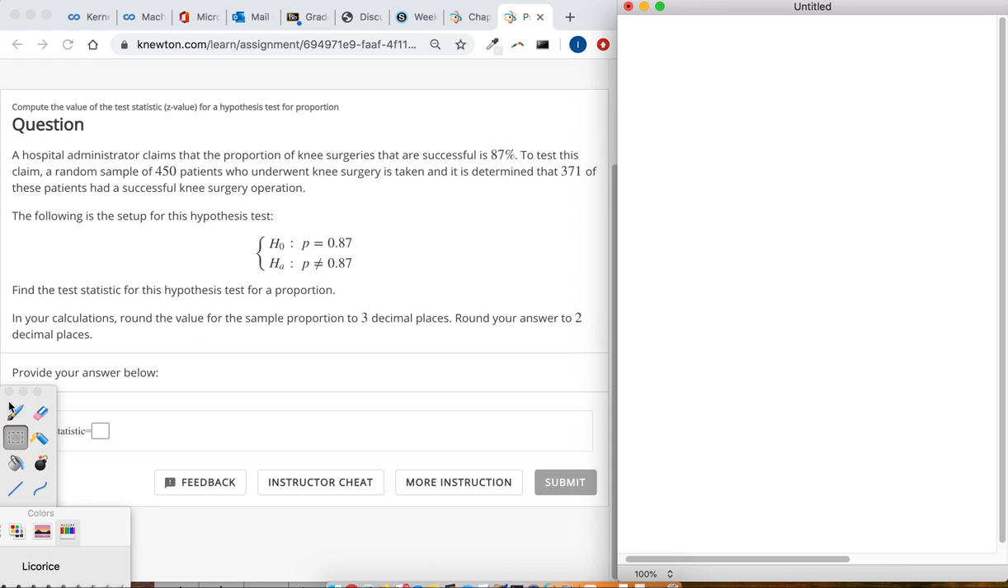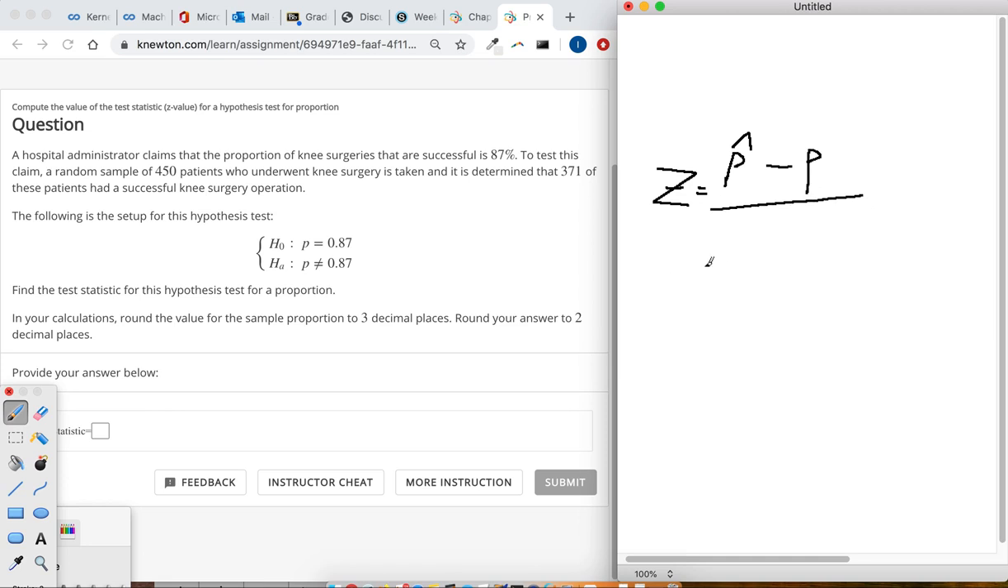So a test statistic for a population proportion is z. Okay, we can use the z table to help us calculate probabilities. And what we do is we find z by taking the hypothesized proportion and subtracting it from what we get in our sample proportion. So it looks like this.